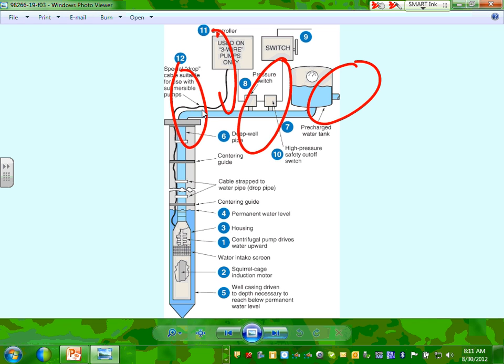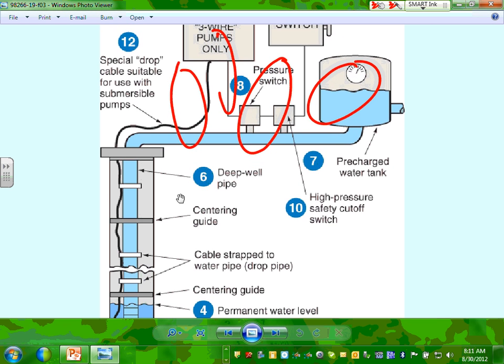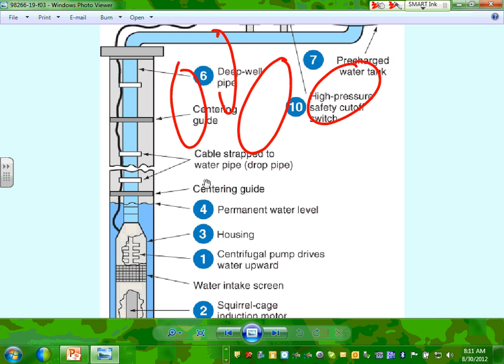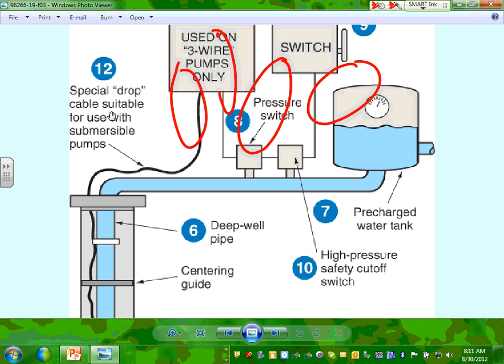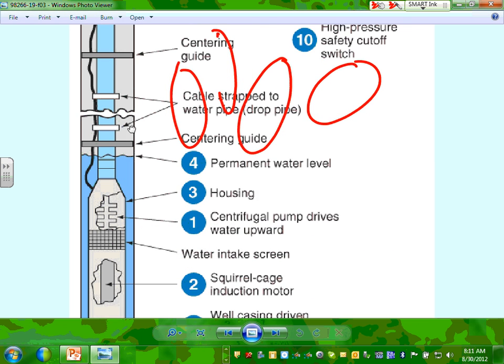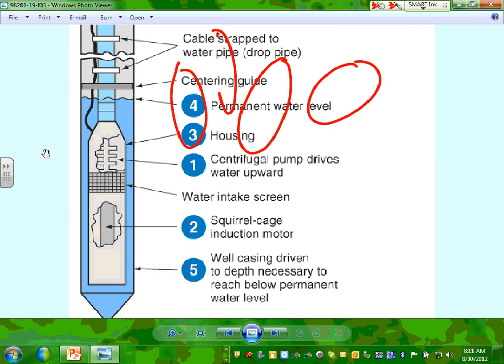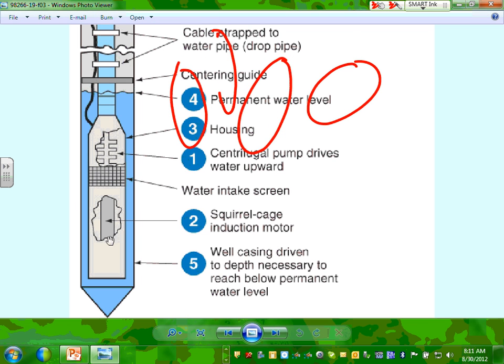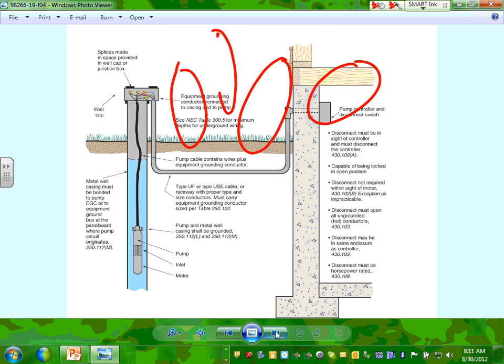We talked to you guys about the submersible pump, right? The submersible pumps and the cables and all that stuff. I want to bring your attention for the submersible pumps to the cable. Look at the cables that they use. Suitable for use with submersible pump. Not any cable you can use in the well. Can you guys see? So it's all the way to the bottom. Centrifugal pump drives the water upward. Squirrel cage induction motor at the bottom. Well casing and all the stuff. So that's your submersible pump.